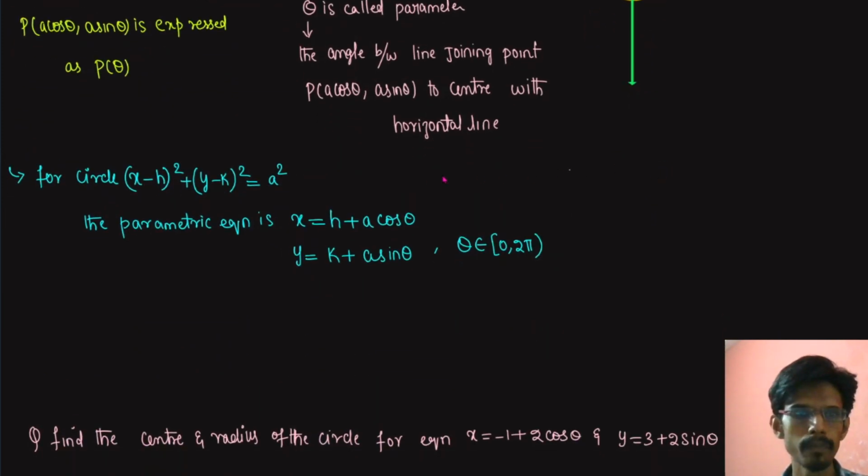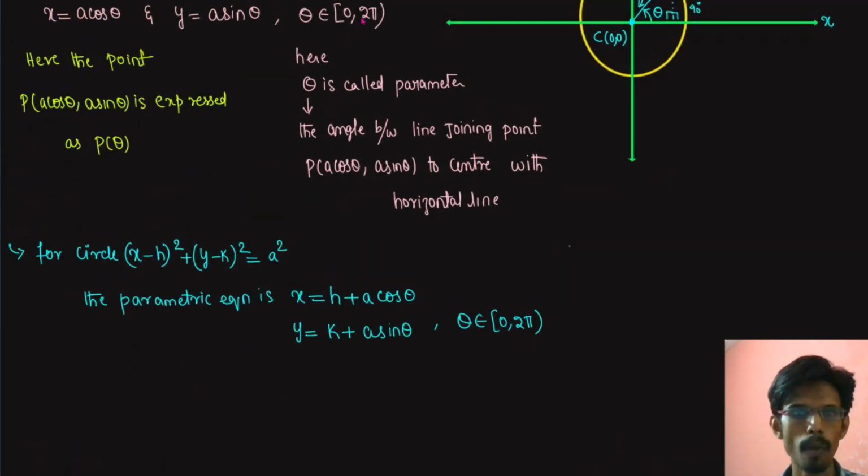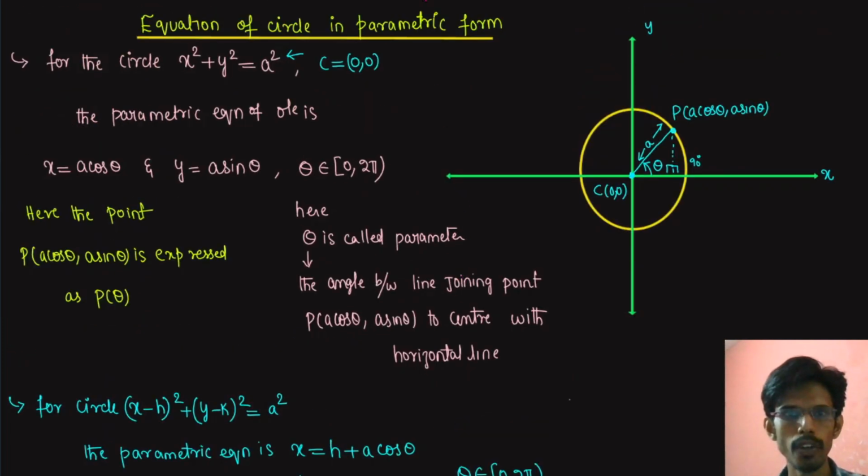Now similarly, if the circle is of this form, (x minus h) whole square plus (y minus k) whole square equal to a square, then the parametric equation will be x equal to h plus a cos theta, y equal to k plus a sin theta. Okay, this will be the parametric equation of a circle. Instead of 0, 0, here I will get h comma k. H comma k will be the center.